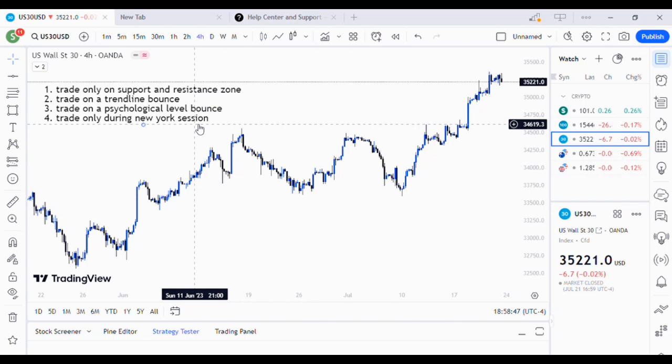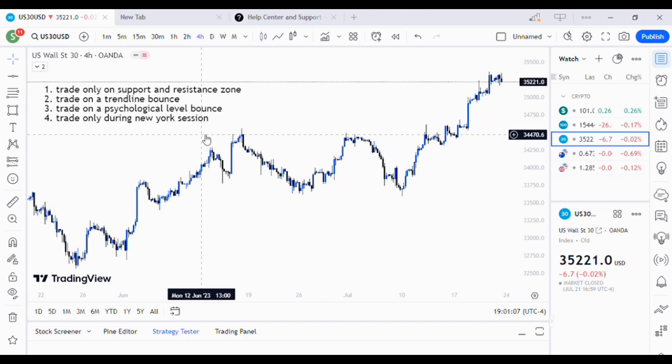US30 is 30 US companies that came together and formed a stock on their own. So when trading this pair, you have to go to CNBC News and check how these companies are performing. You can download the app.